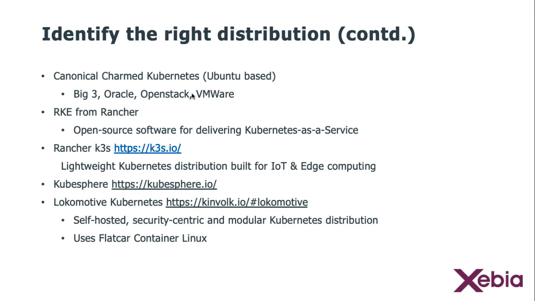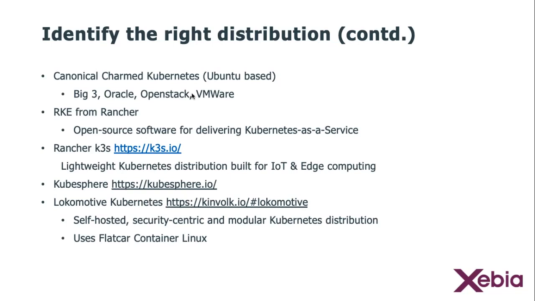Then there are some other options. Canonical, the people behind Ubuntu, give you managed Kubernetes clusters on all the clouds, on OpenStack, even on top of VMware, etc. So that's a pretty decent option, I would assume. Then there's Rancher. Rancher has something called RKE, which is open source, but they kind of give you Kubernetes as a service. Utilizing that, they actually have a distribution for edge computing as well, which is more lightweight.